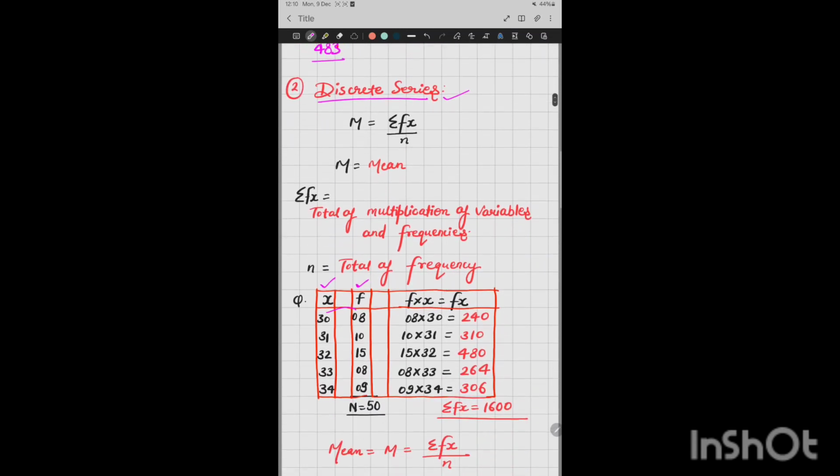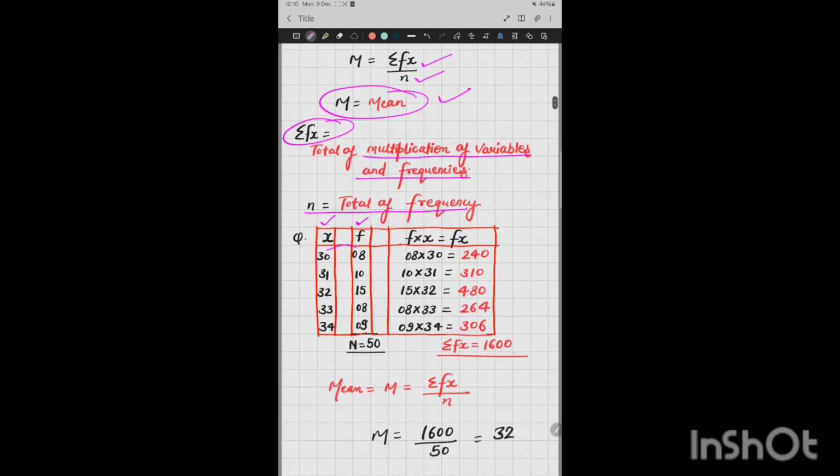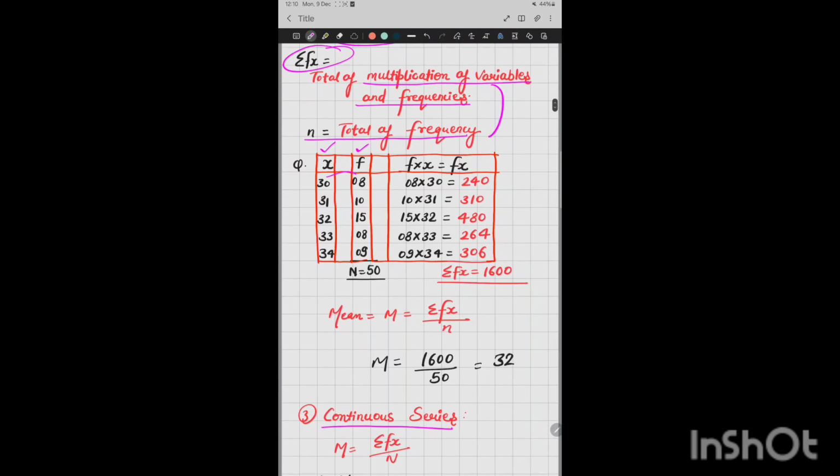So the discrete series formula is sigma fx upon n, where m stands for mean, sigma fx stands for the total of multiplication of variables and frequency, and n stands for the total of frequency. So you multiply the frequencies and the variables together.